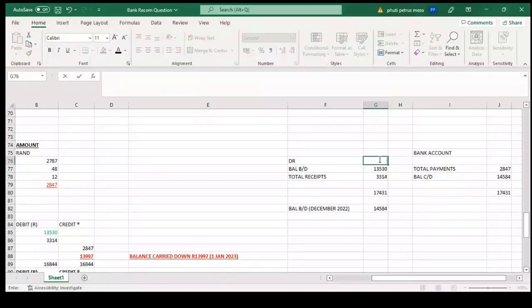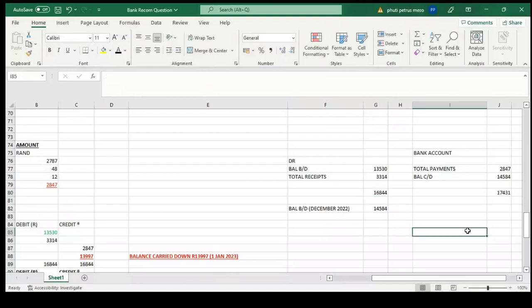Then you take this thing out. Then obviously your total here is going to be incorrect because we used the incorrect figure. So what we have to do is 13,530 plus 3314. I've got 16,844. Then that will give us 16,844, yes. Thank you very much.